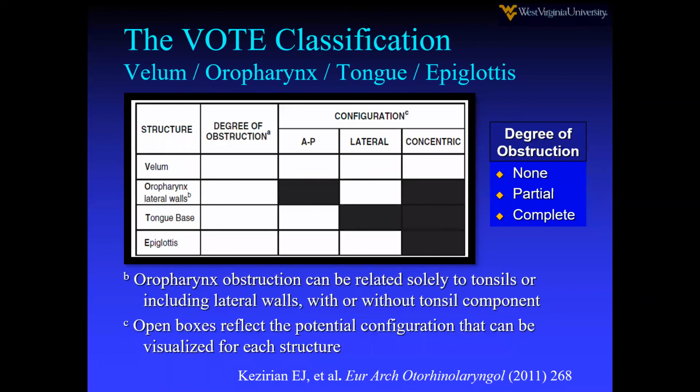And you're looking at the three types of collapse on the right, the configuration as he puts it. And the blacked out boxes means you can't have a concentric collapse of epiglottis, for instance, or a lateral collapse of the tongue base. And then degree of obstruction, none, partial, or complete are the three choices you have.